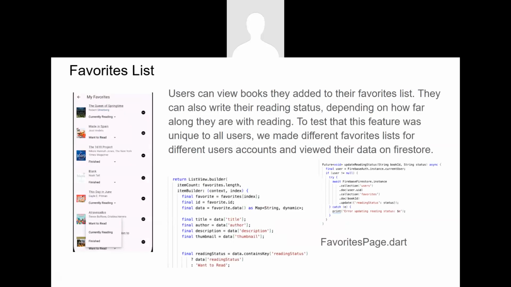Favorites are a big part of our app. Users can create a personal reading list and also track their reading status, like want to read, currently reading, or finished reading.